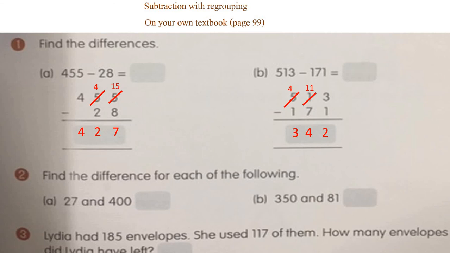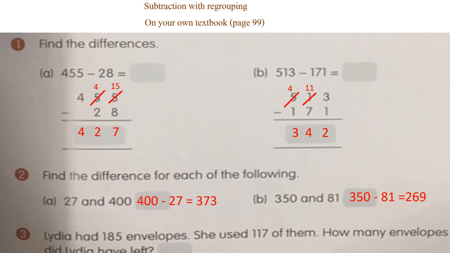Now find the differences for each of the following. Question number 2, 27 and 400, and I know that I write down the bigger number first. So I write 400 take away 27 and the answer is going to be 373. I have 350 and 81. I write it down and I find the answer. When I subtract these numbers, I have 269 as answer.